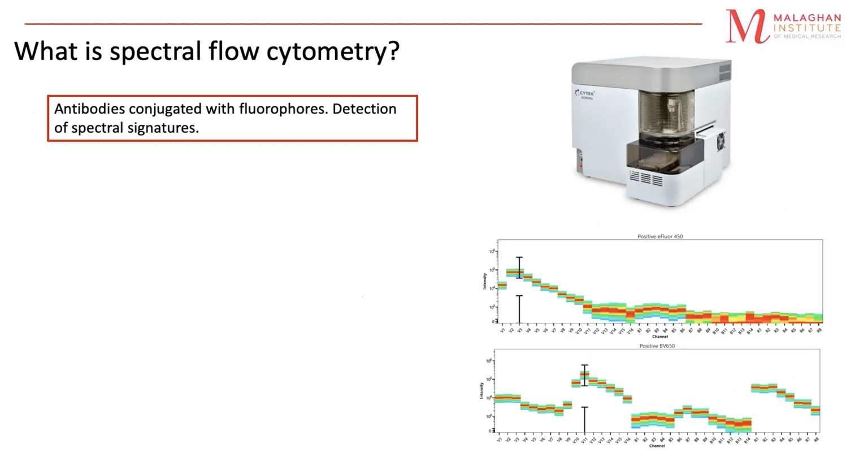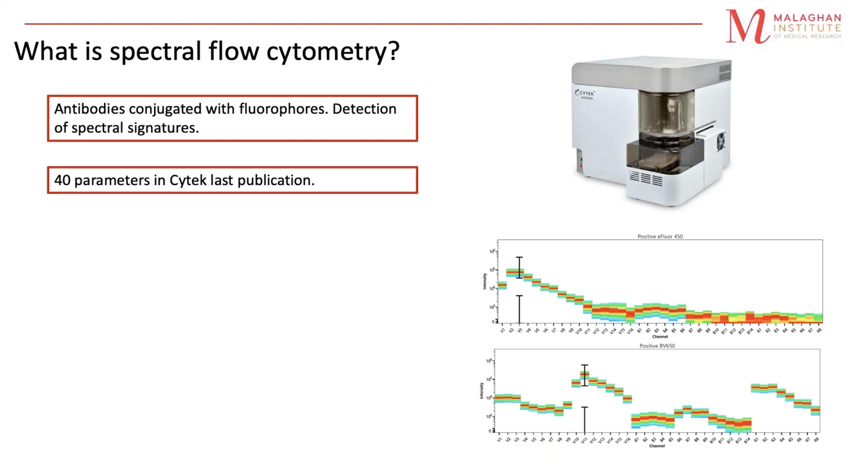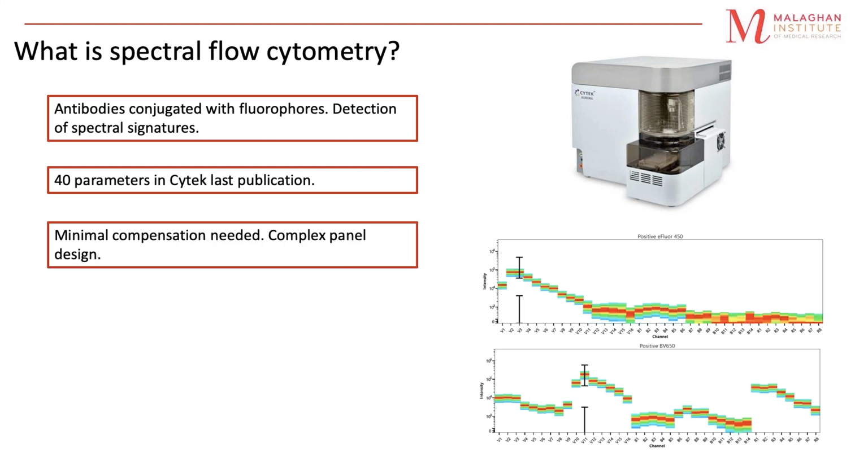Regarding spectral flow cytometry, Kate has already explained it very well, but I'll also give you a very brief introduction in order to directly compare it with the mass cytometry description. So antibodies are conjugated with fluorophores, and in contrast to conventional flow cytometry, spectral flow cytometry distinguishes the full emission spectrum of each fluorophore rather than identifying only the peak of the emission. With the last Cytek publication, they could run 40 parameters at the same time, and if the panel has been well designed and optimized, there's a minimal need for manual compensation.